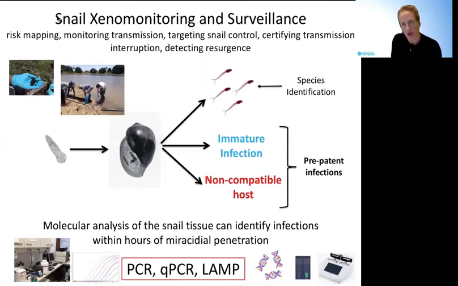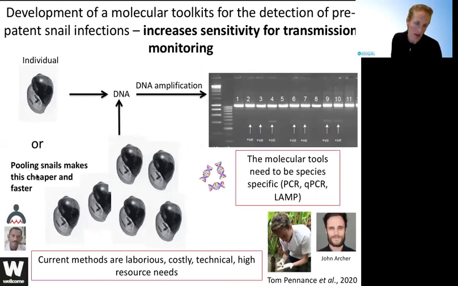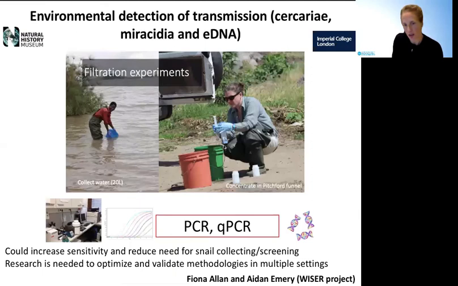We're also really focused on developing tools for snail xenomonitoring, developing molecular toolkits to be able to identify schistosoma species within field samples and increase sensitivity of our snail monitoring methods. Developing methods for pooling snails so we can increase the throughput and reduce the labour and the costs involved in those highly laborious techniques currently needed for snail monitoring. And also colleagues at the museum are highly focused on looking at environmental samples, how they can develop methods to detect transmission within water samples. And this is being led by Fiona Allen and Aidan Emery at the Natural History Museum.